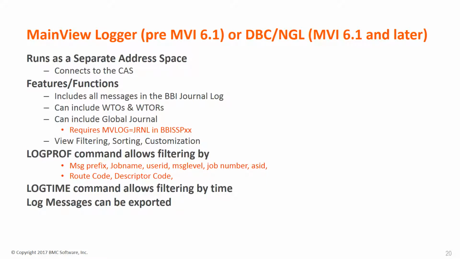Now let's take a minute to talk about the MainView Logger for earlier releases of MainView infrastructure, or the DBC NGL for the most current versions of the infrastructure. This capability of logging, highly efficient logging that's available to various products in the MainView infrastructure, will run as a separate address space, and it connects directly to the CAS. It provides some really nice capabilities to MainView, and in particular for AutoOPERATOR. It includes all of the messages that are written to the BBI Journal. You can have inclusion of your WTOs and your WTORs, and you can put the entire global journal in there if you specify the PARM to ask for that support.